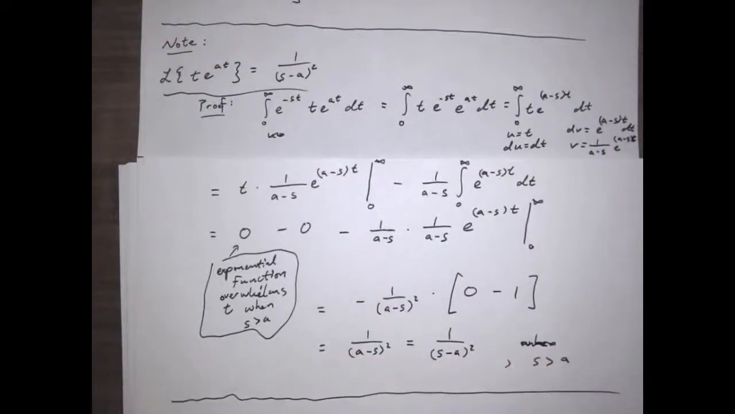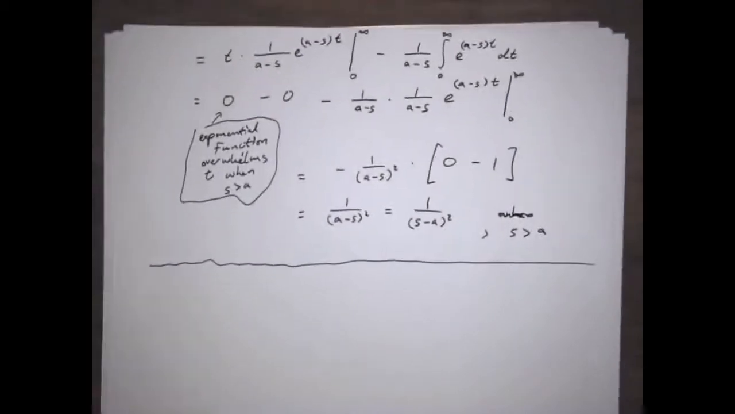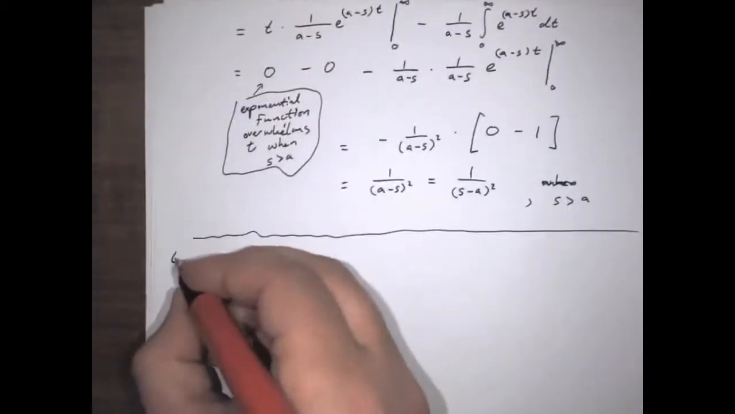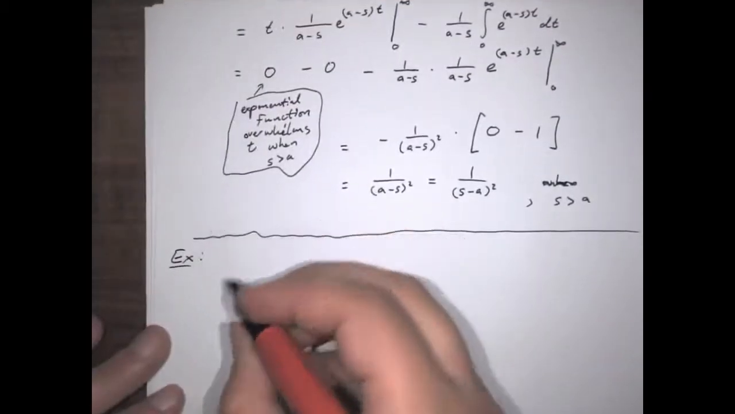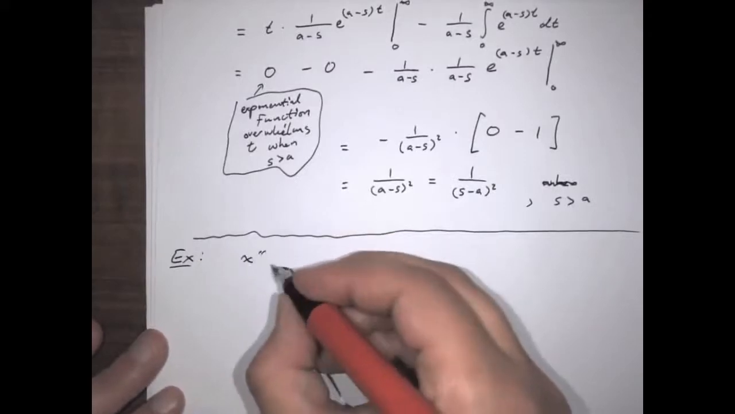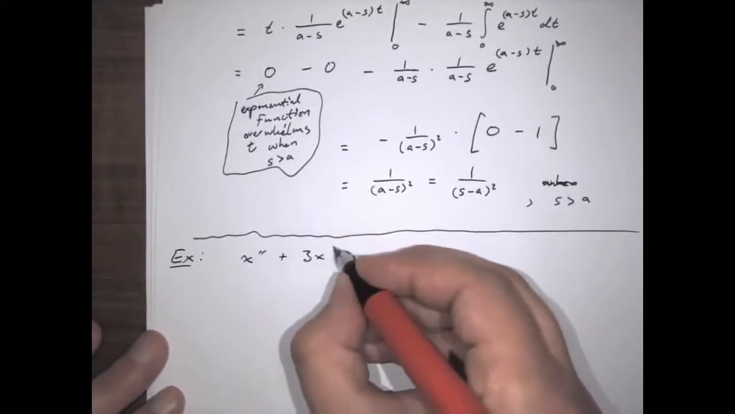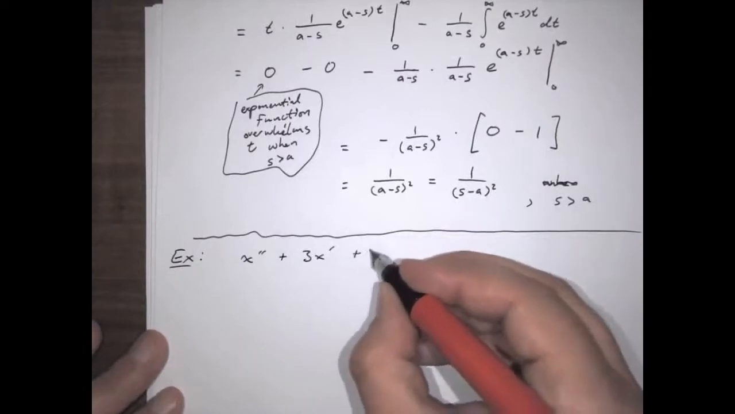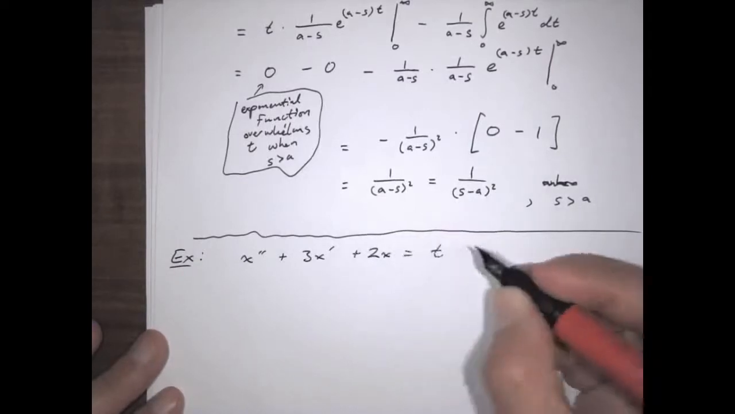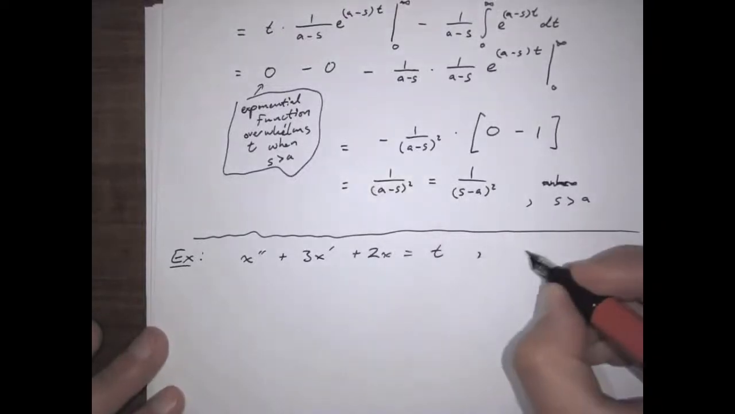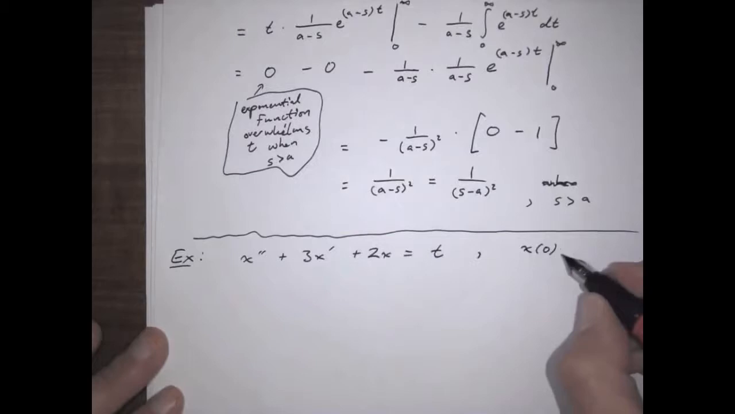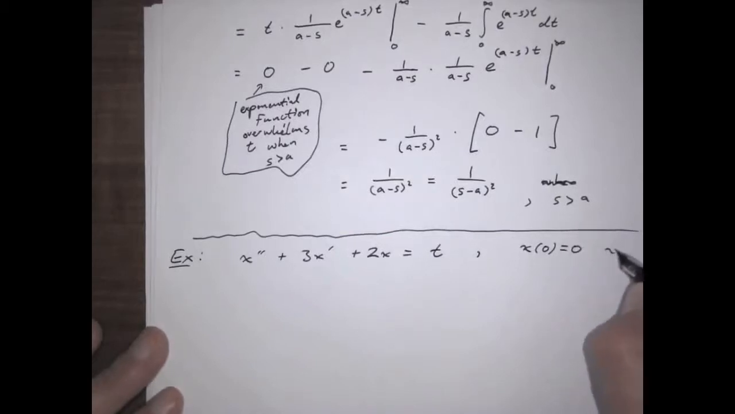Okay, now for the use of this, this is just a fact that will come in handy, but now let's try an example that looks like this. Let's go x double prime plus 3x prime plus 2x equals t, and some initial conditions. x of 0 equals 0, x prime of 0 equals 2.